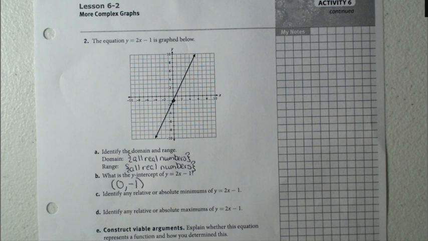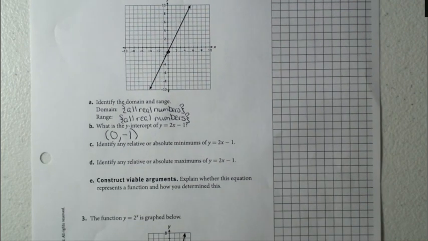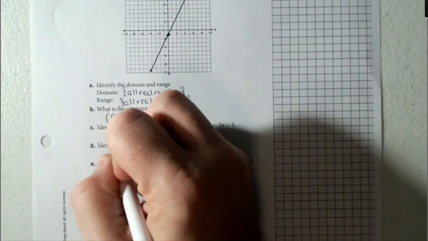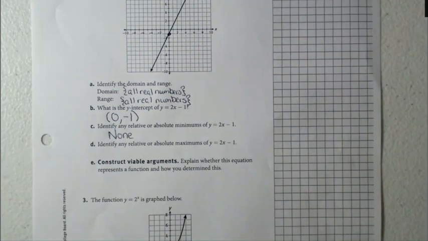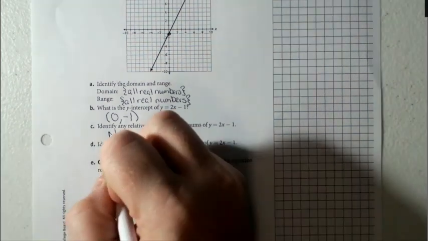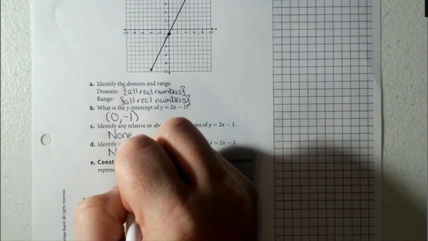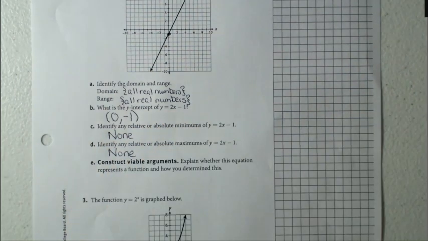All right, identify any relative or absolute minimums. Does it ever reach the lowest point it can go? No. It continues on. So that would be none. Does it ever reach the highest value, maximum? No. Keeps going on.